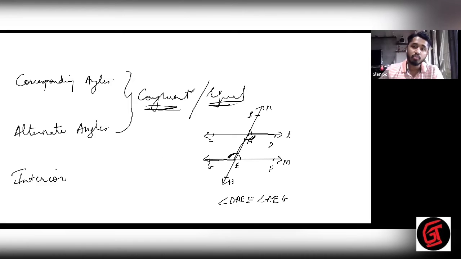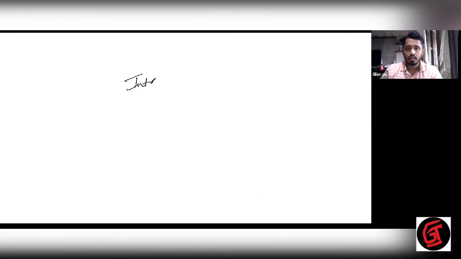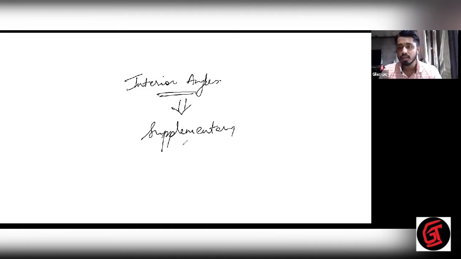Okay, the last part and the most important part. I'm writing this separately. Interior angles. Now, interior angles are not congruent. Like alternate and corresponding, interior angles are not congruent. Interior angles are said to be supplementary. Now, what is the meaning of this word supplementary? Supplementary means angles adding together and making a total of 180 degrees. That is called supplementary.